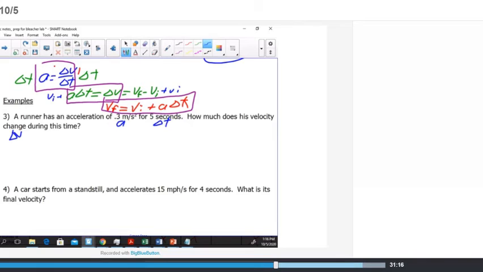So I want to just start out the same way we always do. Let's write down our variables. Our problem, A told us was 0.3 meters per second squared. Delta T told us was 5 seconds. Delta V, that's what we want to know. So we should use the form of our equation that has delta V.